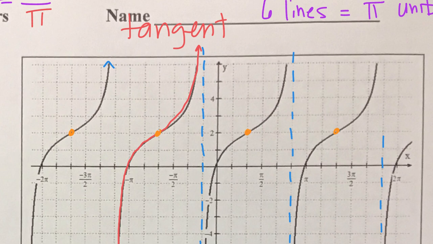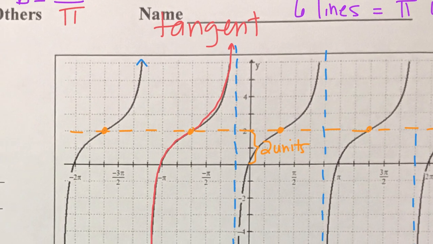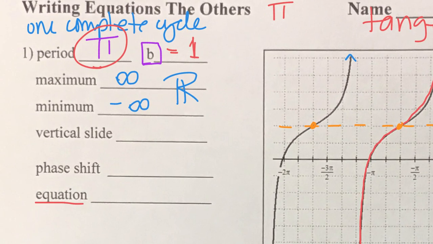So how many units above the x-axis are each of these 0 points? This is your vertical slide. I would count that this is 2 units above the x-axis. So our zeros have been moved 2 units up. So this has a vertical slide of 2 units up.